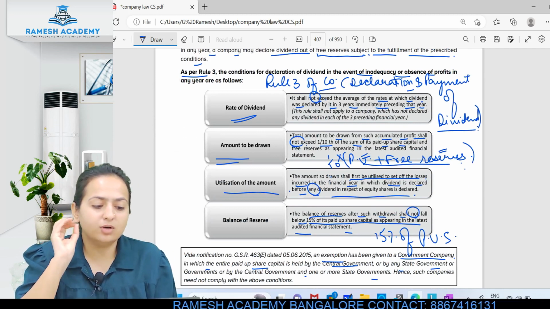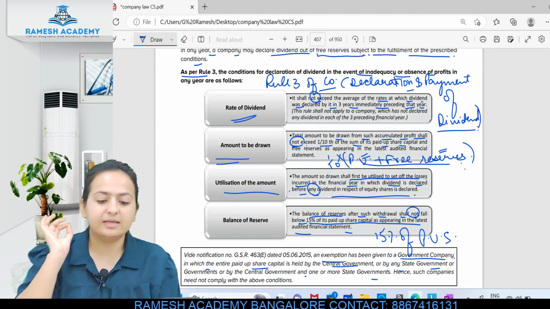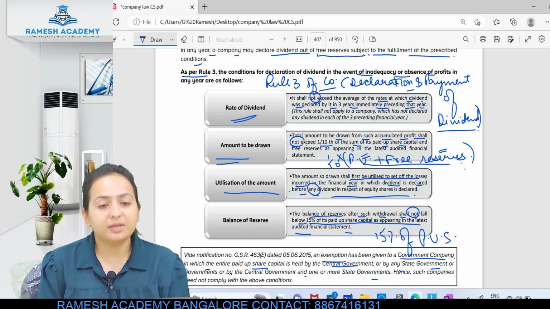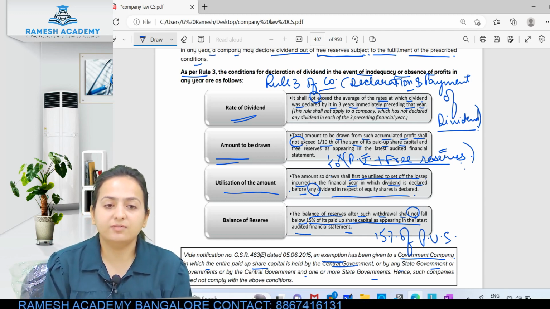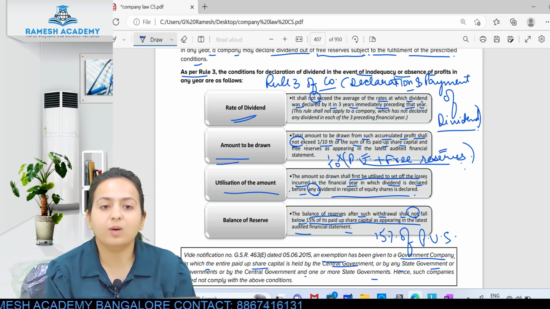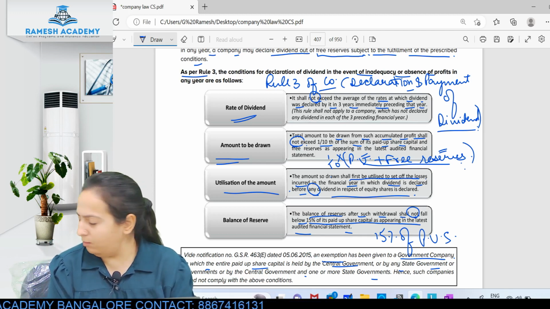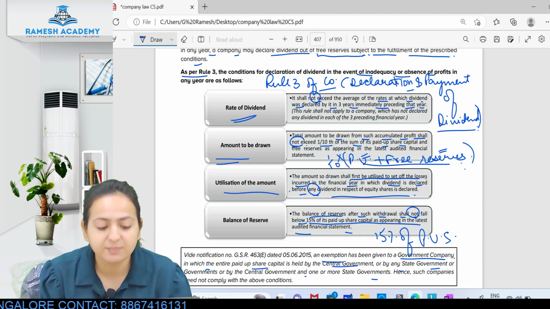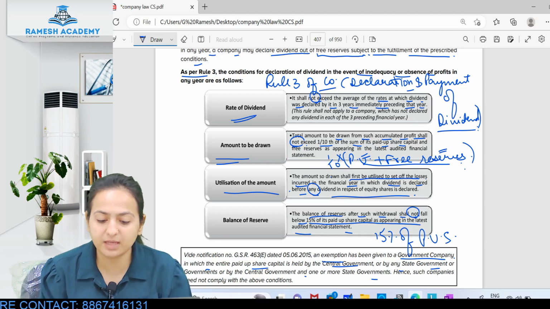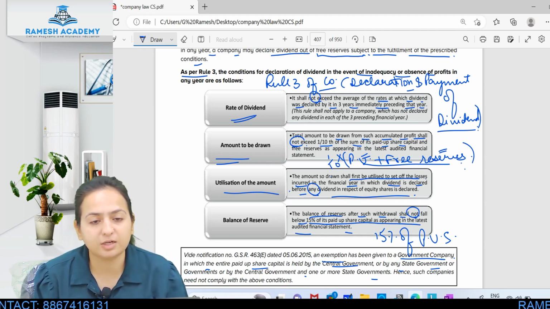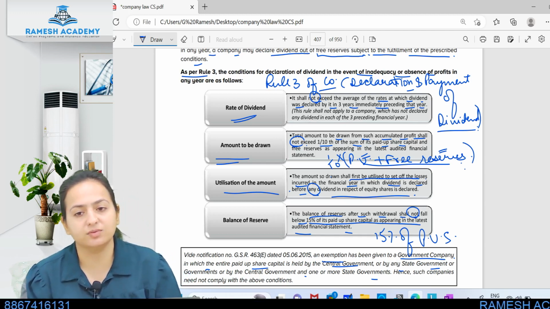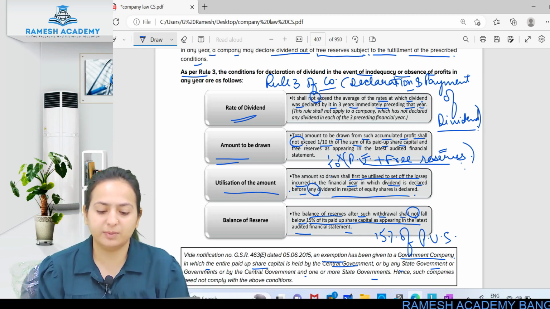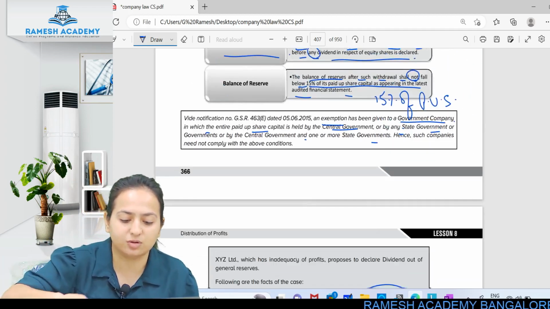Then we have said Rule 3: in case of inadequacy and absence of the profits, the rate of the dividend will be the 3 years average dividend which is declared. The amount to be withdrawn shall not exceed 1/10 of the sum of the paid up share capital and free reserve. Utilization of the amount will first be for set off of the losses, and last will be the balance of the reserve, which shall not fall below what? 15% of the paid up share capital appearing in the last audited balance sheet.